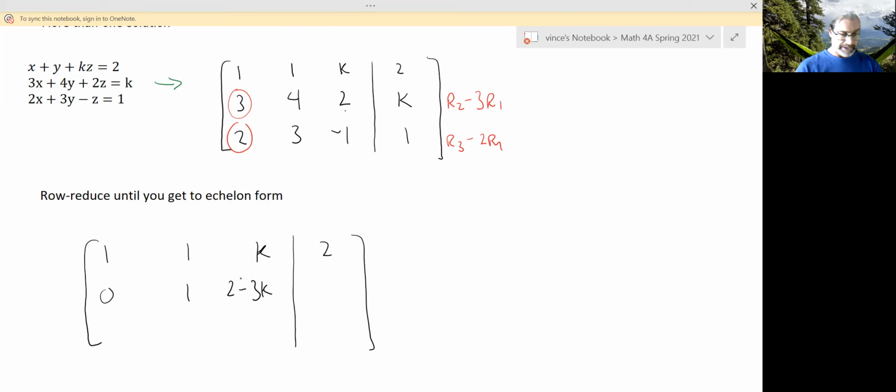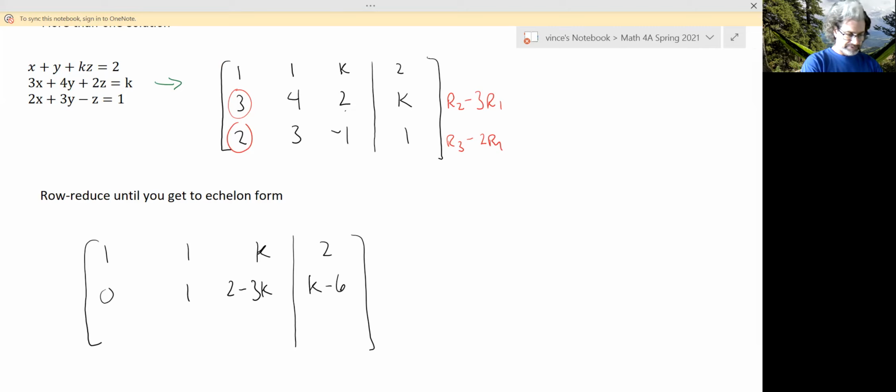All right. And again, I'm taking row 2 and I'm subtracting 3 of row 1. So this will be k minus 3 times 2. So k minus 6 would go here. And that's where we are. So at that point, we've got row 2 figured out.